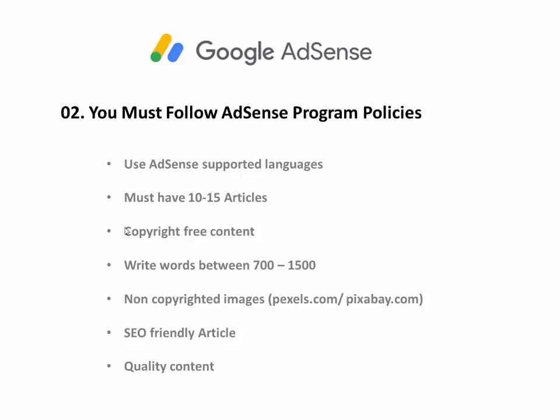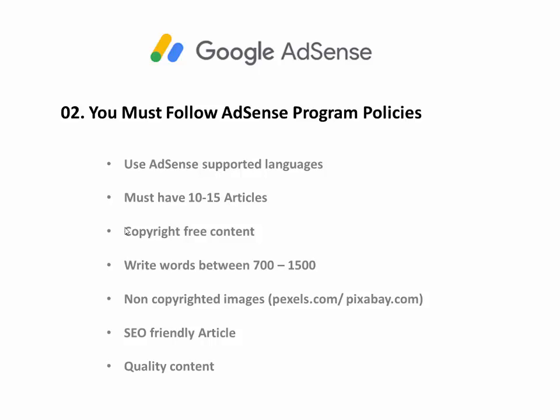Next one is before you apply for Google AdSense, you must have at least 10 to 15 articles. 10 is the minimum. Try to write at least 10 articles, and after that apply. If you have 5 articles, don't apply. Sometimes you will get approved, but most of the time you will be rejected.